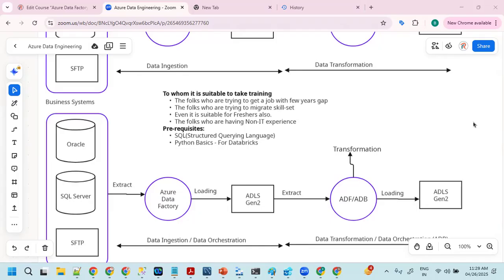Another thing regarding certification: DP 203 and DP 700. Currently DP 700 is there, yes. If you want to write a certification, I have dumps. I'll share the dumps, you can go through them, and you can attempt it.